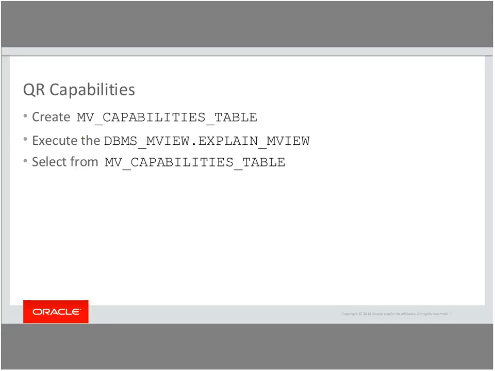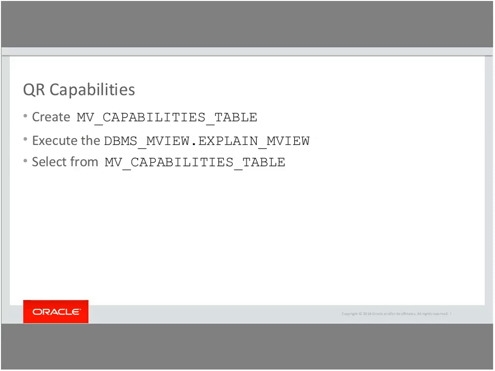Query rewrite capabilities. The dbms_mview.explain_mview procedure has been available since Oracle 9i, and it will tell you whether fast refresh is possible on a materialized view and what type of query rewrite may occur. When a materialized view is first defined, this procedure should be run as a part of the verification process so that we can check whether the materialized view will behave as expected or not.